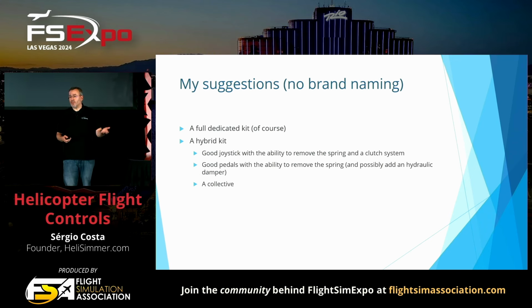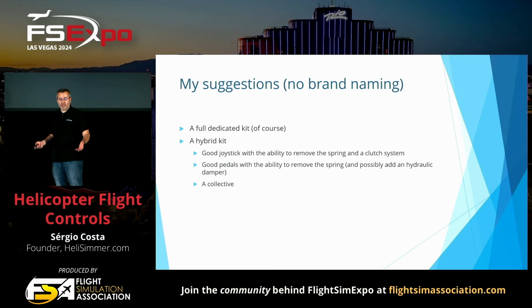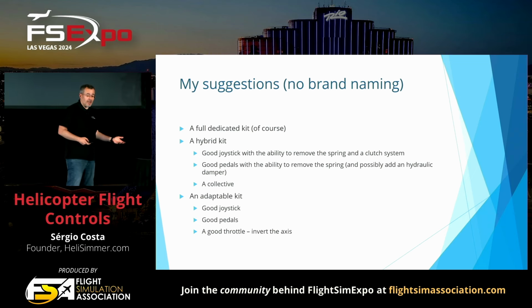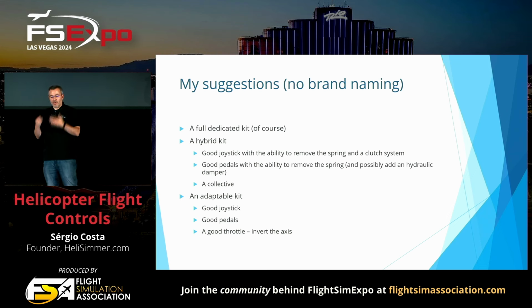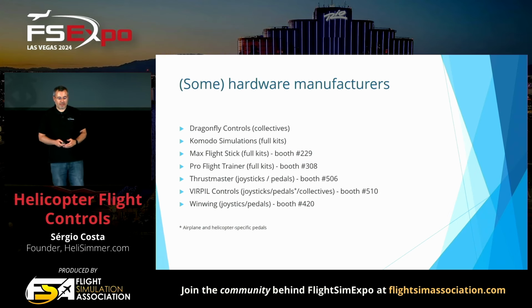Go with a good joystick with the ability to remove the spring, with a clutch system, good pedals, in which you can also remove the spring, and you have a clutch system, and a collective. You don't need to remove springs or clutch systems because it usually comes already ready to use. If you can't get a hybrid, just get an adaptable kit. Get something that has a good joystick, good pedals, good throttles, and again, don't forget to invert the axis.